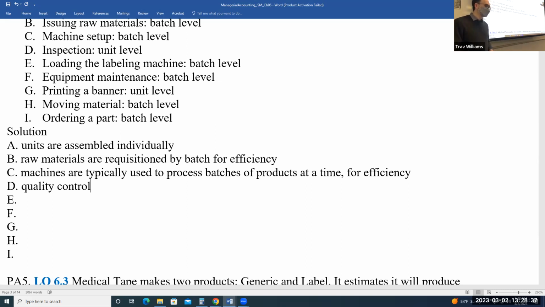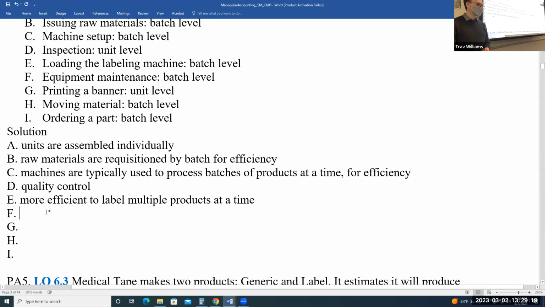Okay, so yeah, quality control, I think, is a good way to explain that. How about loading the labeling machine? Got a machine that just puts labels on your product? Why would you do that per batch of product? Because you don't want to exchange the label every single time. Put it on the new product. So it's more efficient to label multiple products at a time.